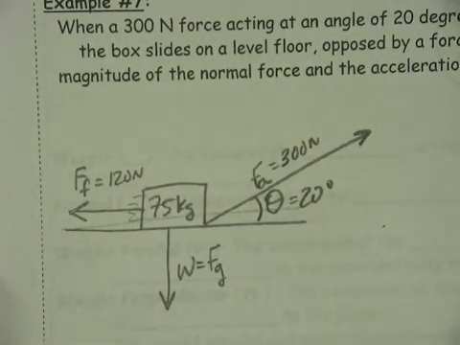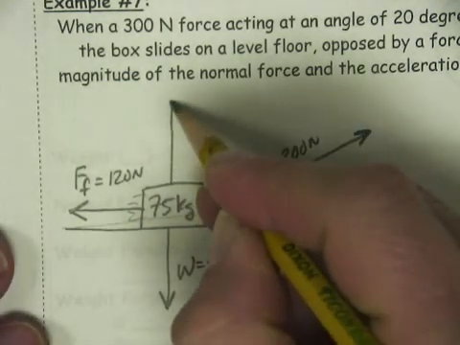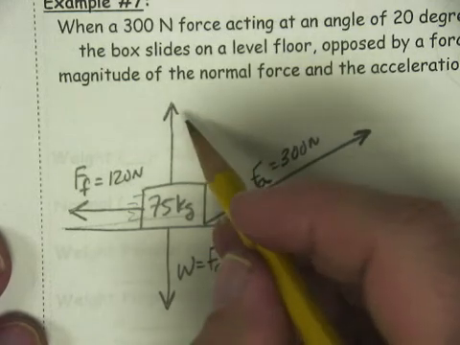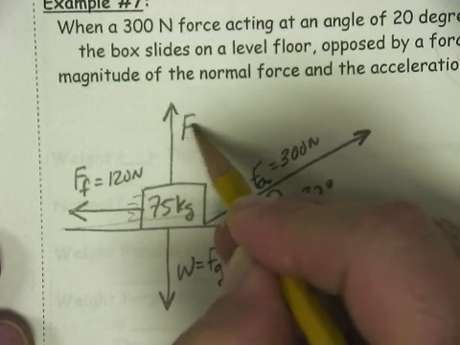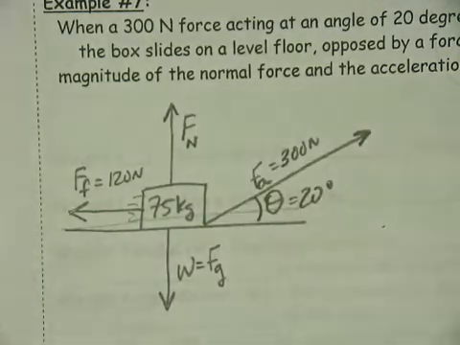All right, the last force is the ground. The ground is pushing up on that box. Now we don't know how much it is, but we're going to give it a name, and we call it Fn. That's your normal force. So the ground is pushing up on the box.